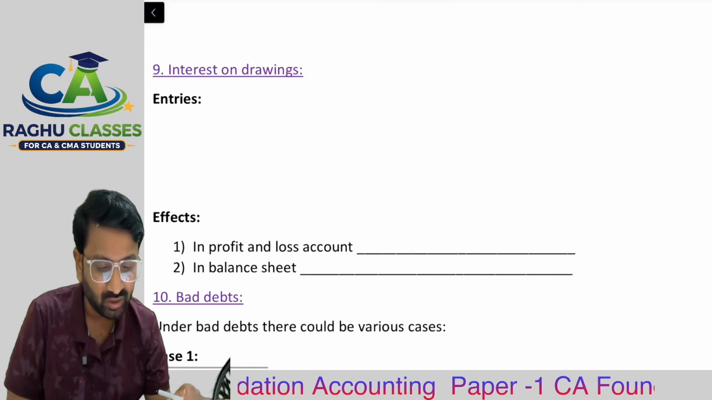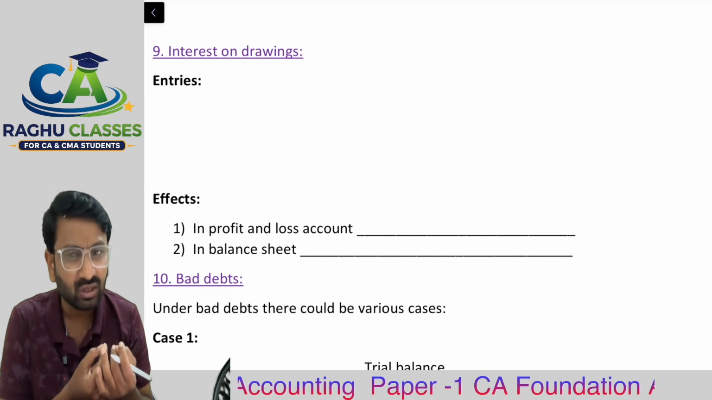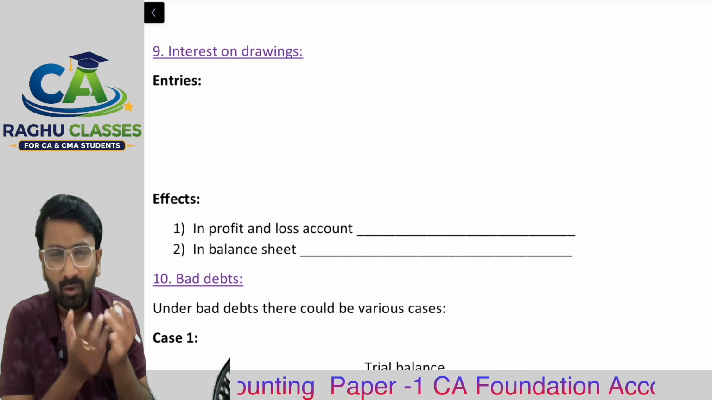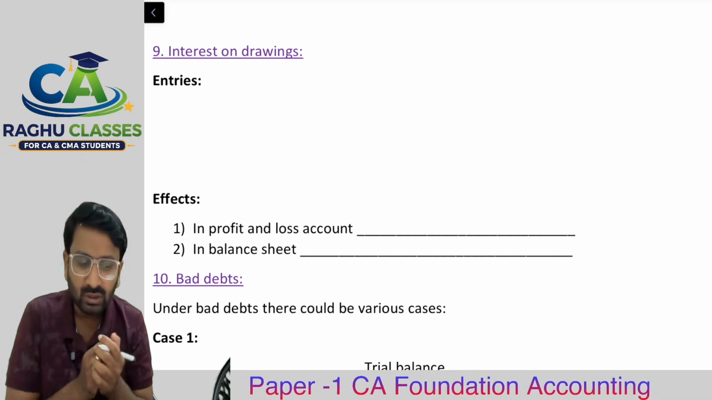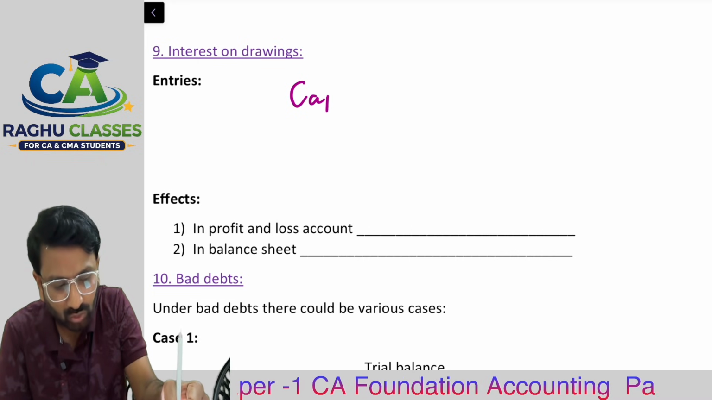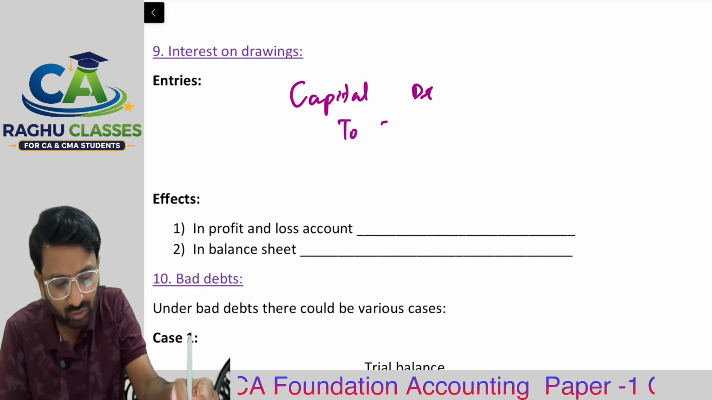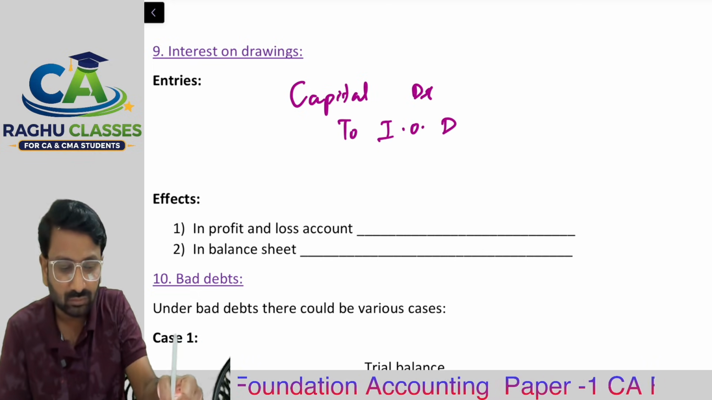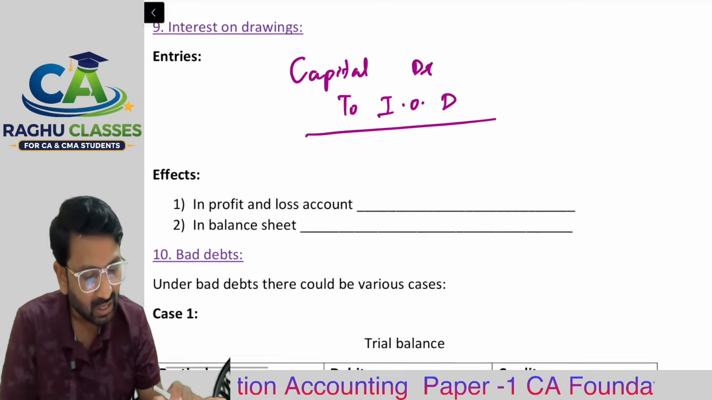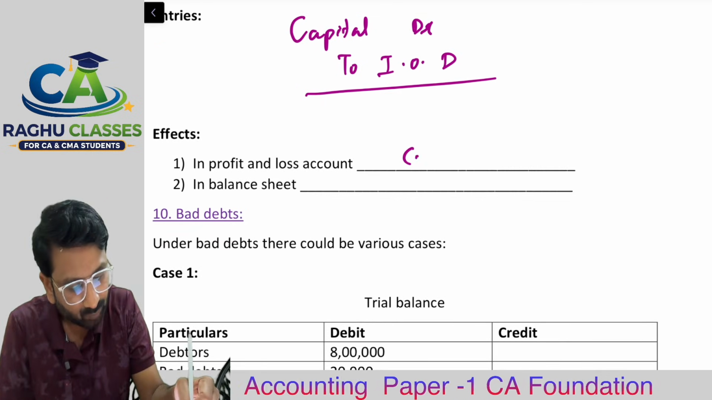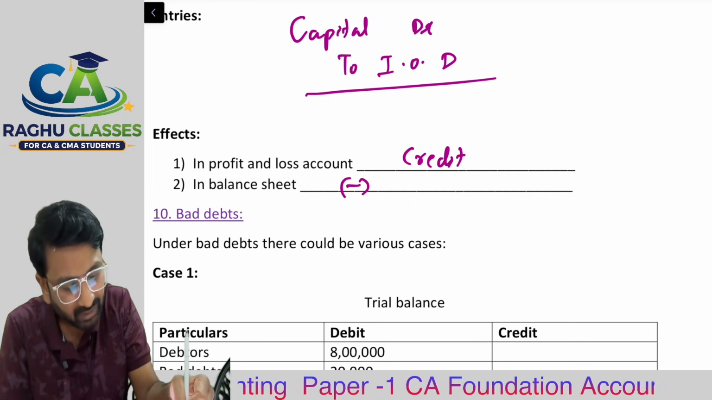Next, interest on drawings. Now this interest on drawings is something that the owner has to pay. But what we do, we don't actually collect from the owner, we simply deduct this from his capital. So capital is going to reduce, we will debit capital. And from business point of view, this interest on drawings is an income, so credit that. So capital account debit to interest on drawings. Two effects for this. In profit and loss account, we will credit this, but in balance sheet, we will minus it from capital.